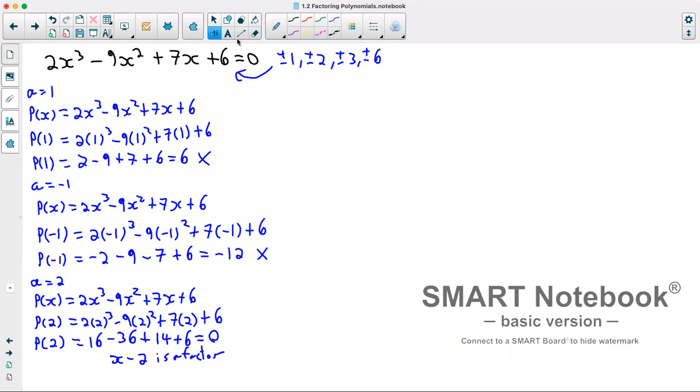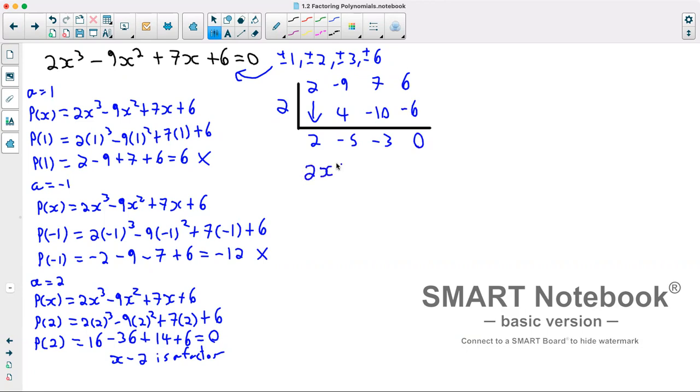So now I'll do synthetic division. We had 2, negative 9, 7, 6, and we had an a value of 2. So we bring down this first term. We've got 2 times 2 is 4. Add these, that gives us negative 5 times 2 is negative 10. Add these, that gives us negative 3. Multiply by 2, that gives us negative 6. Adding these is 0 as expected. So this is 2x squared minus 5x minus 3.